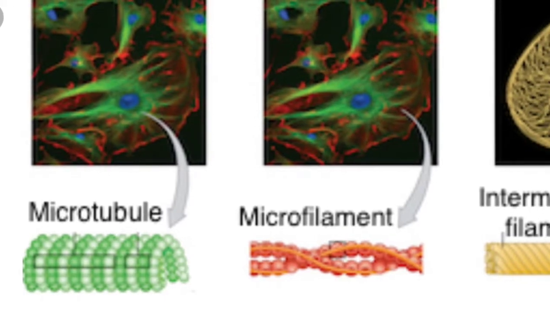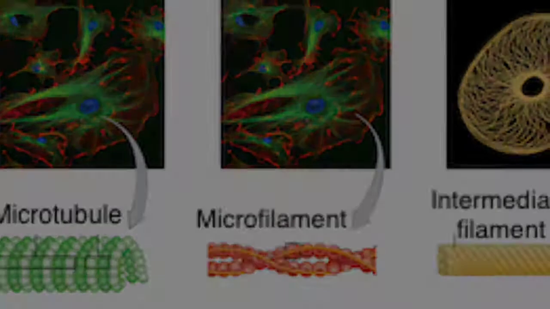The cytoskeleton is found in both eukaryotic and prokaryotic cells. The job is to give support and structure to the cell, sort of like the guidance counselor's job is to support all the students inside of the school.